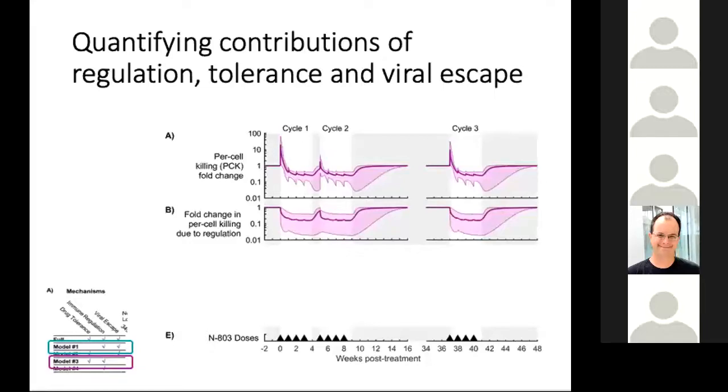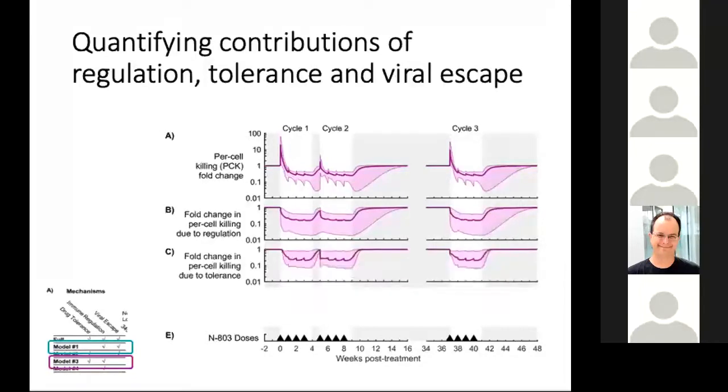the first thing that you will notice is that this range is much wider. So there's a lot more uncertainty in how much regulation is contributing in this particular model. But we see very similar, if you just look at the average trend, short-term impacts for regulation. And then if we look at drug tolerance, we actually see patterns that look quite similar to the immune regulation patterns. And this range in effects here is really quite wide, ranging from having no impact at all to having a 10-fold reduction in per cell killing.